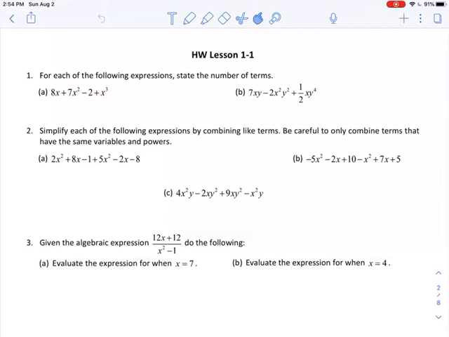Hi Algebra 2, this is Unit 1, Lesson 1 homework. So remember, Unit 1 is just a basic review of some stuff that you should have learned in algebra when you took that 2 years ago. So hopefully you found it pretty easy.